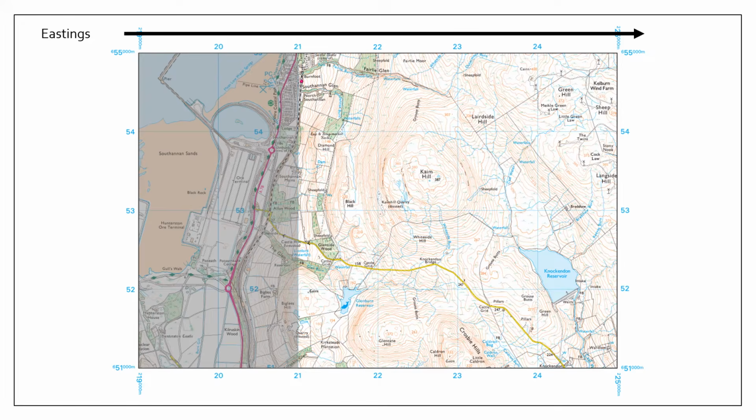So when it comes to this question, it's asked us for east of easting line 21. There is the easting line 21, and I've shaded the part of the map that we can ignore. So we're only focusing on that area that you can see.